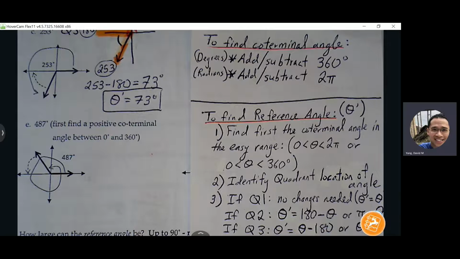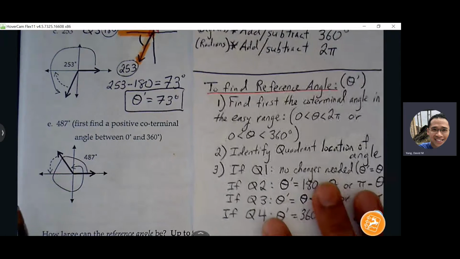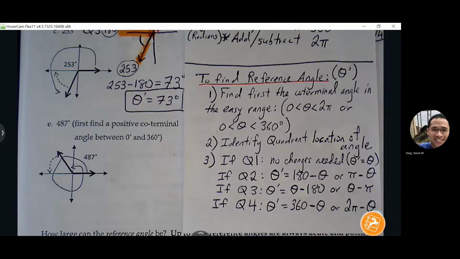Now for part E, let's pretend we can't see the diagram. I think the diagram is a little confusing. Let's just read it, but then not worry. We'll create our own diagram. We want to find a reference angle for 487 degrees. First thing: is it an easy to recognize degree measure? It doesn't live in the range that's easy for us to identify. So what can I do to get that 487 into something I can quickly identify? Subtract 360, right? I want to get that 487 into that easy range. So 487 minus 360.